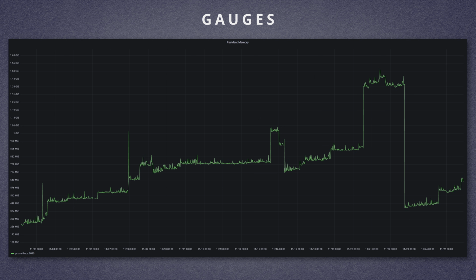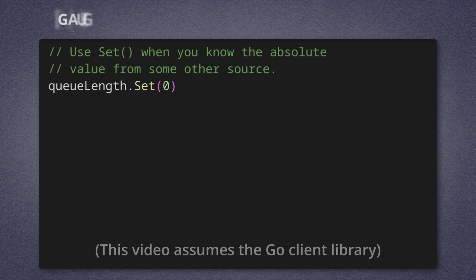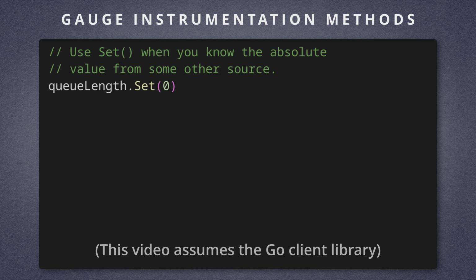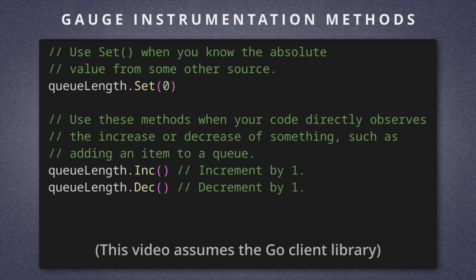So when you add a gauge to your application, the instrumentation client libraries give you a couple of methods to update its value. First, the set method allows you to set the gauge to any arbitrary value, but there's also methods that allow you to increase or decrease the current value in a relative way, either by 1 or by a given amount.